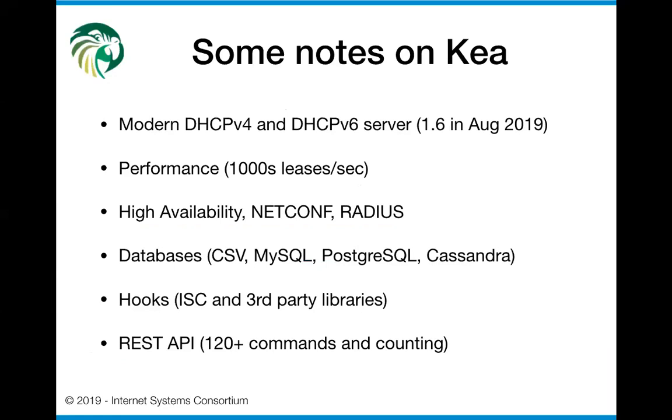So a little bit about Kea. It is a modern DHCP v4 and v6 server. 1.6 is to be released in August. It is a high-performance DHCP server, in the thousands of leases per second. Has built-in high availability. It has modules for netconf and radius as well.